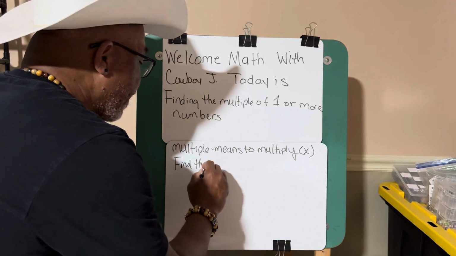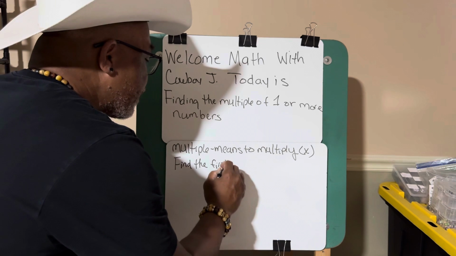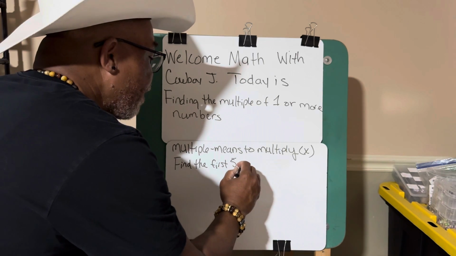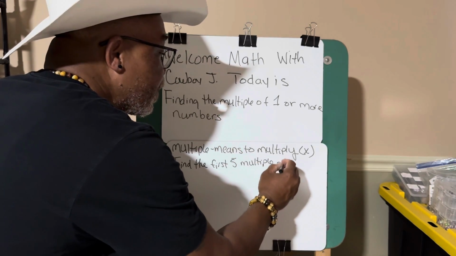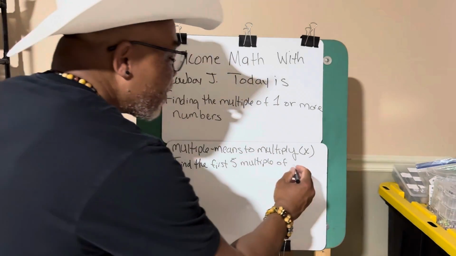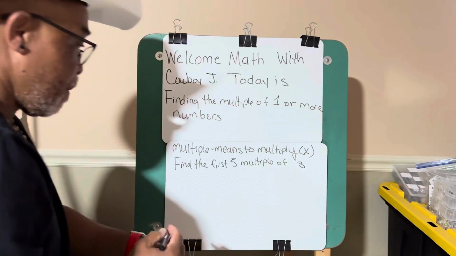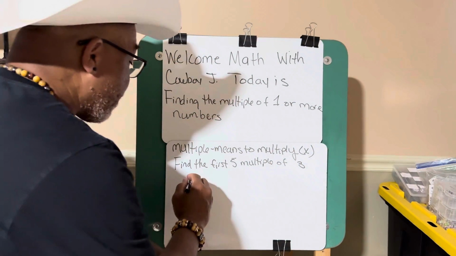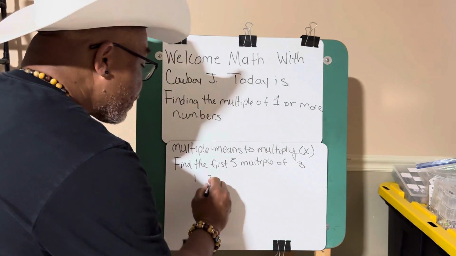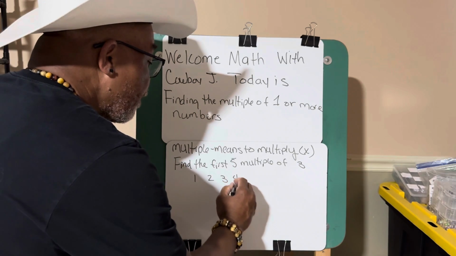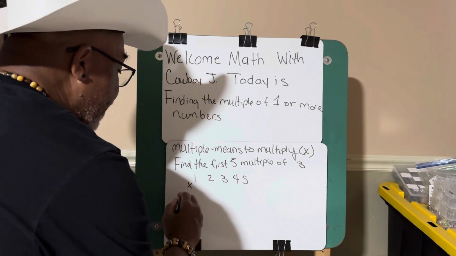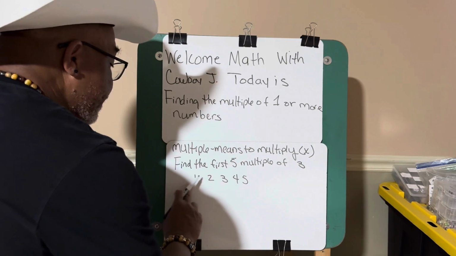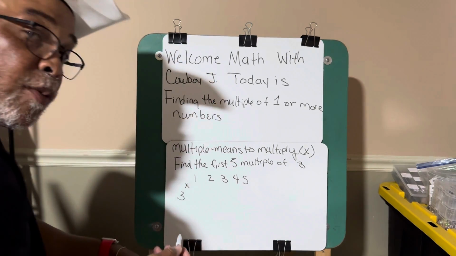find the first 5 multiples of 3. So I'm going to set the problem up. I'm going to write 1, 2, 3, 4, 5. Then I'm going to put a multiplication sign, and then I'm going to write a 3. Then I'm going to do my facts.